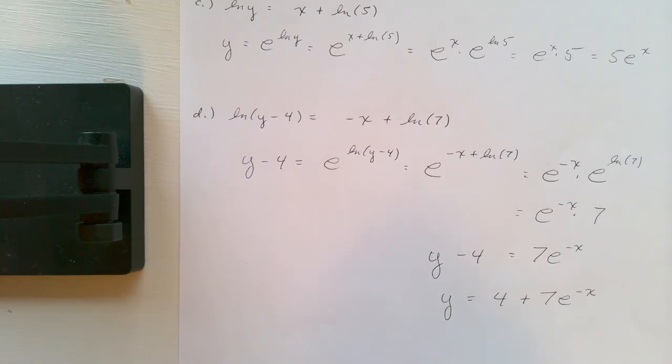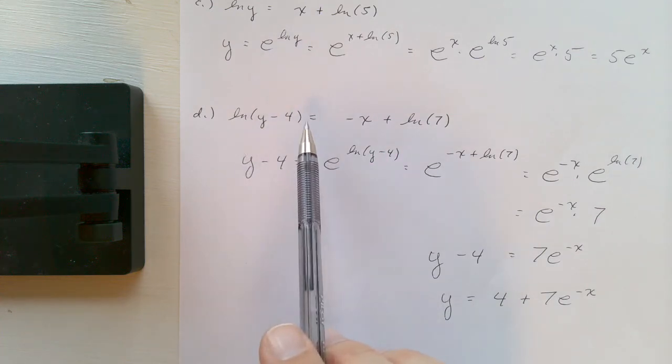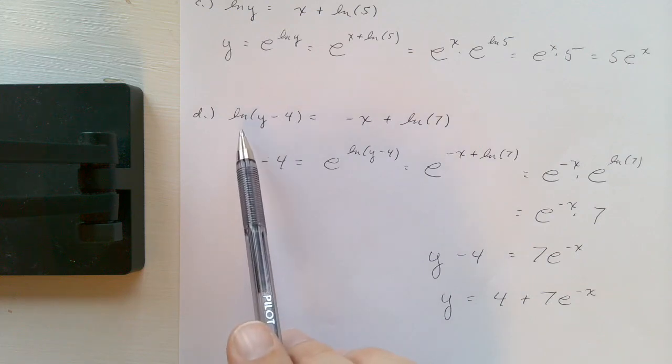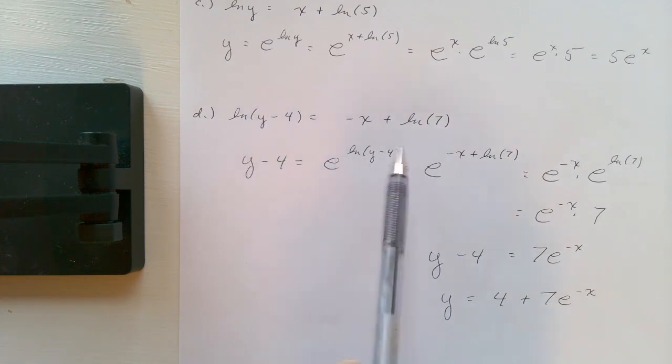So actually, if you have the natural log of some expression, the way you can just drop the natural log is to raise e to it, and then simplify and hope things turn out as nicely as they did here.